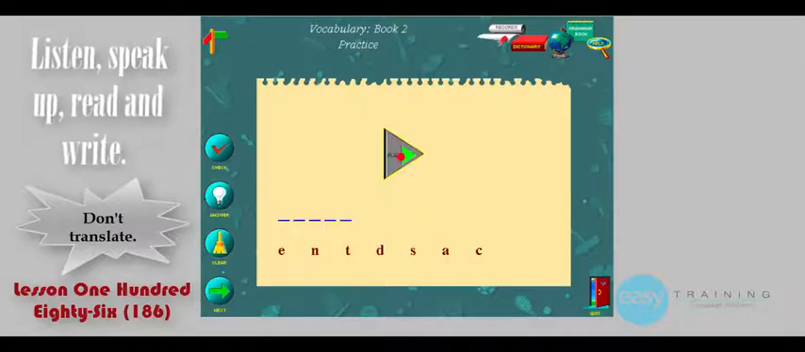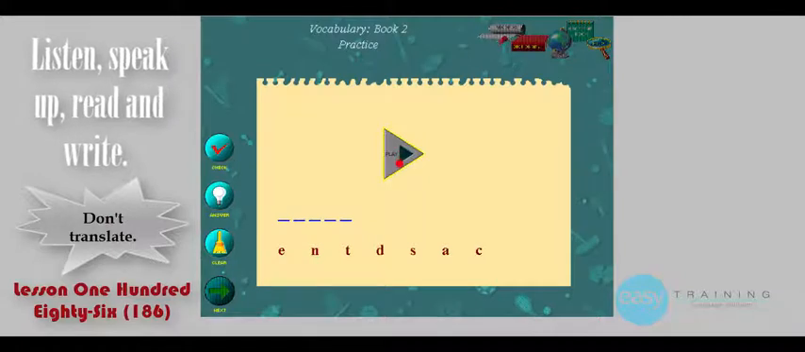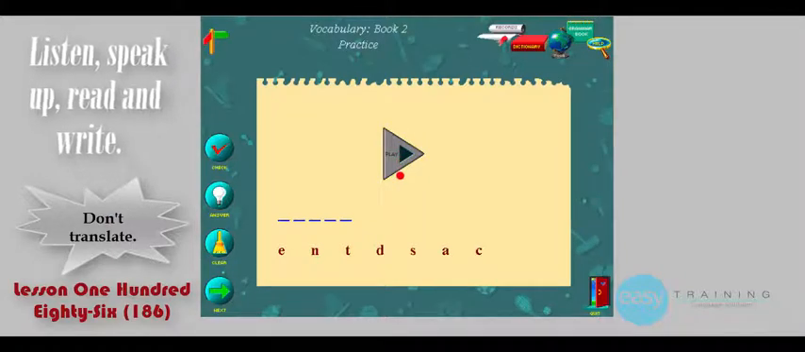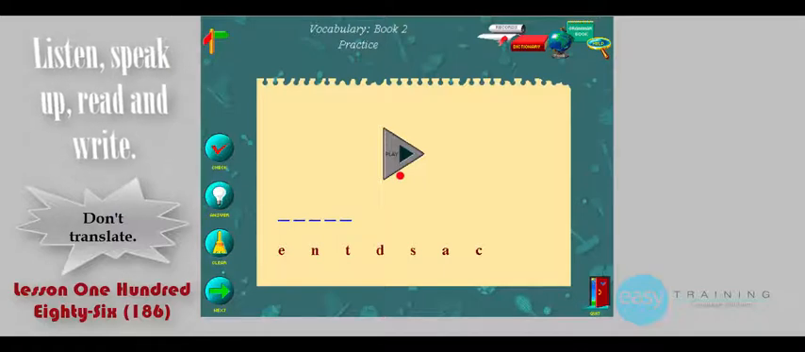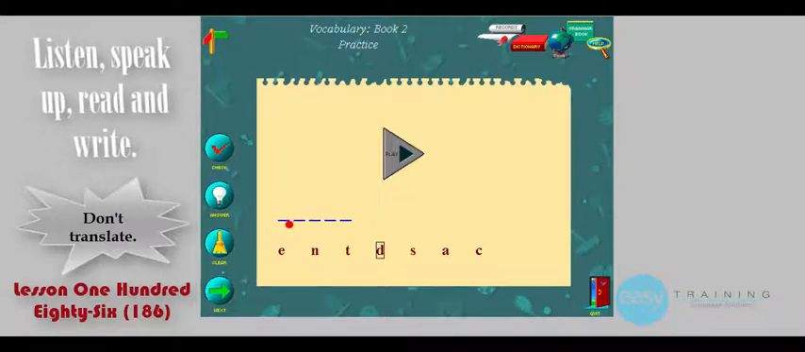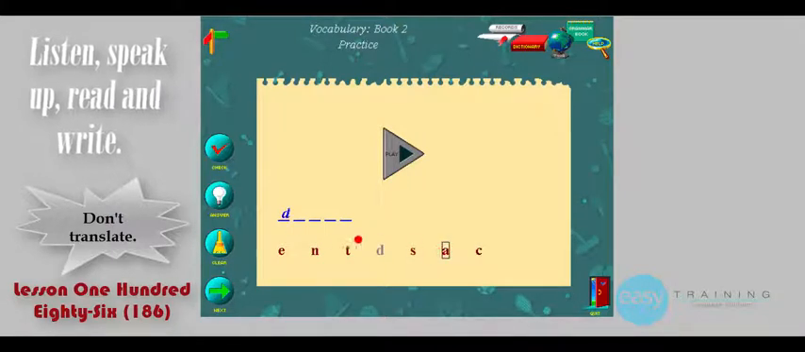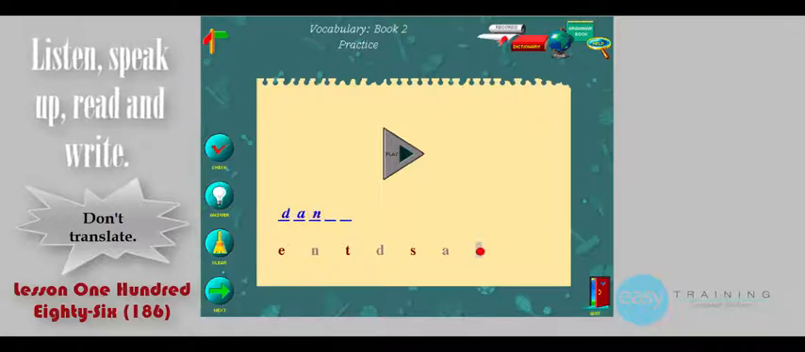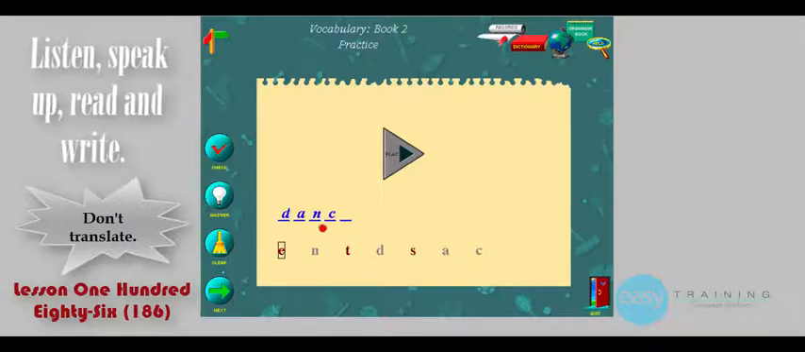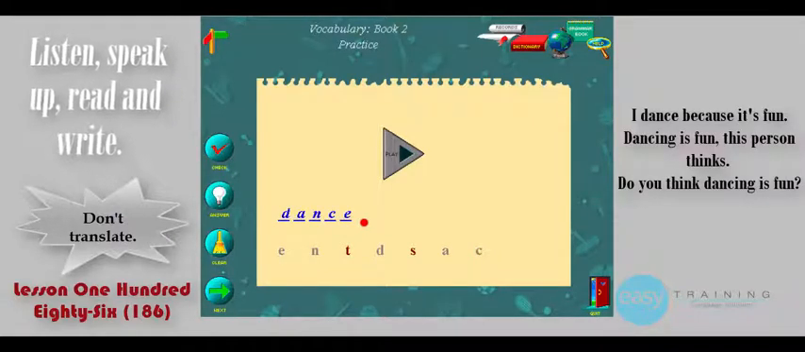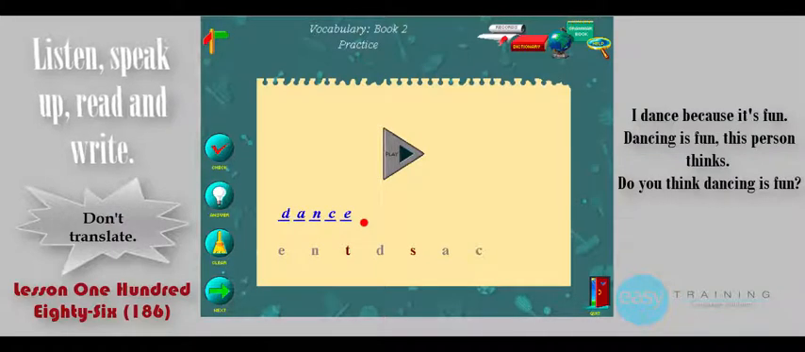Listen. Dance. I dance because it's fun. This person says, I dance because it's fun. Dance spells D-A-N-C-E. Dance is fun, this person thinks. Do you think dancing is fun?